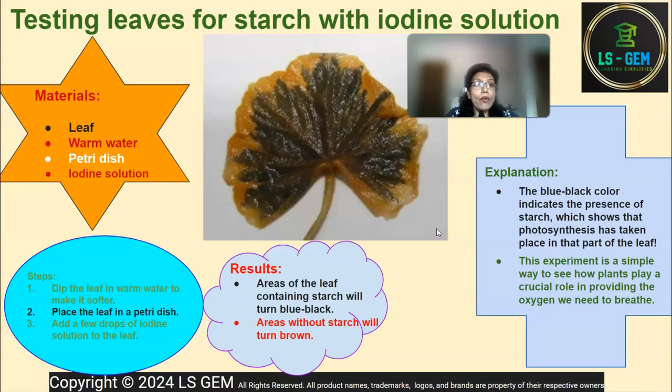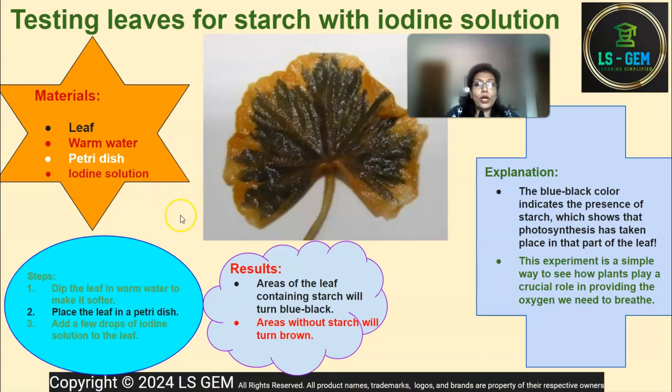But now, how can we say that photosynthesis is taking place in the plants? So, to check whether photosynthesis took place in a particular plant or not, we can do a fun experiment. For that, you need some materials and I will guide you step by step. The materials are a leaf, warm water, a petri dish and iodine solution.